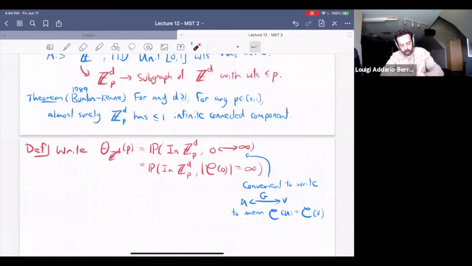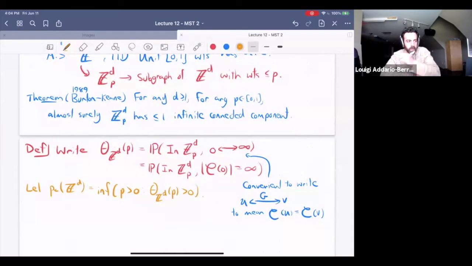Right. So that's the probability that there's percolation starting from the origin. That from the origin there are arbitrarily long paths, and then the critical probability is defined as the smallest probability for which this percolation probability is positive. So the smallest p such that theta of p is greater than 0. Okay.